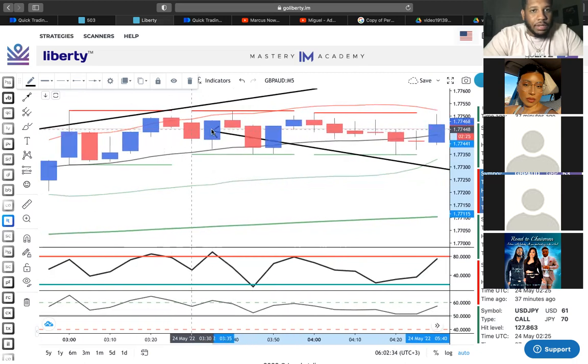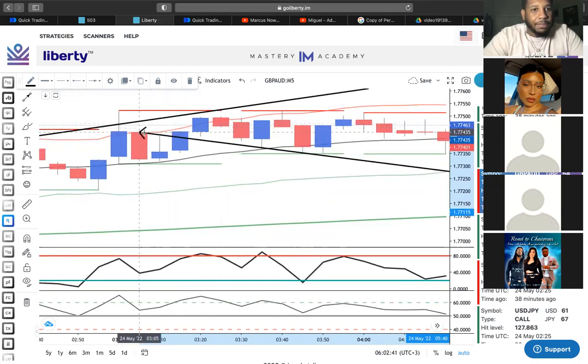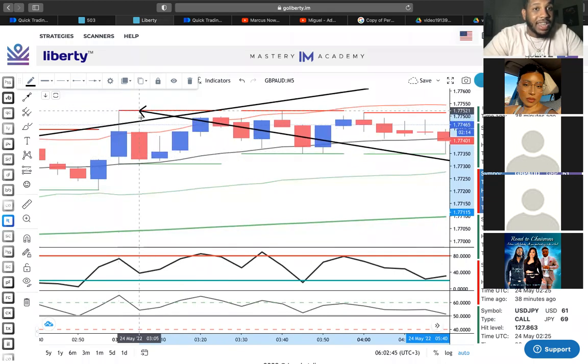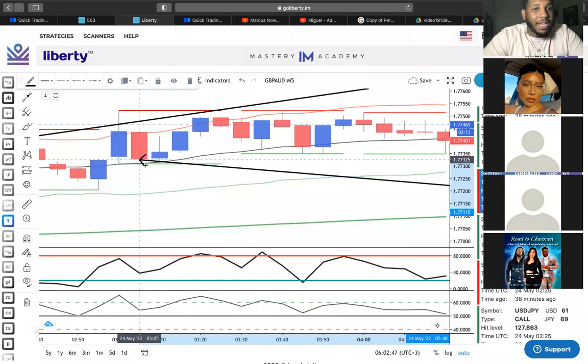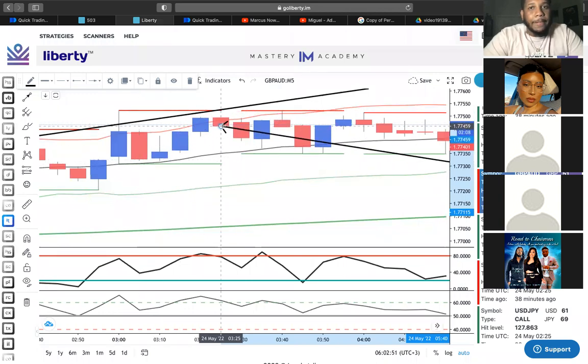Nope, that didn't do it. This candlestick kind of touched the ceiling. What happened next? Went down. Let's keep looking. This candlestick touched the basement. What happened next? Went up. Look, this candlestick touched the ceiling, then it came down, then it touched the basement, and then it went up. Then it touched the ceiling, then it went down.